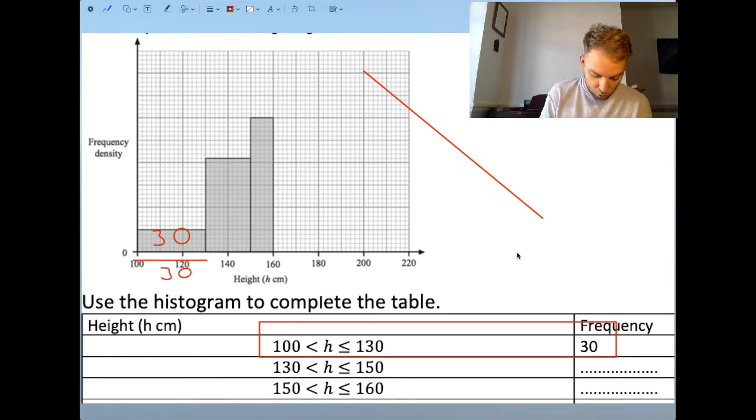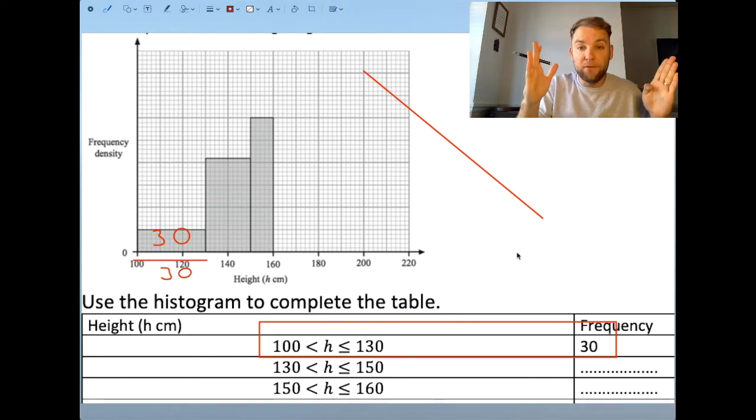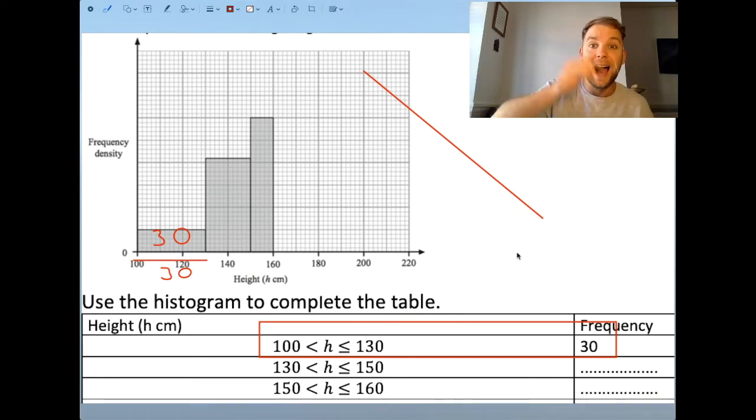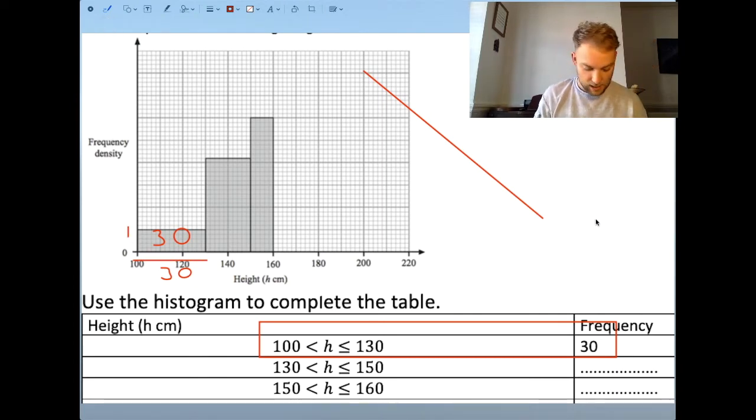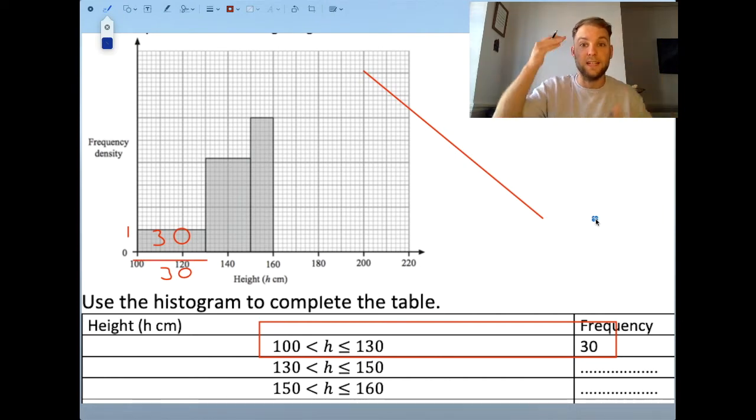So if we know that the area is 30 and the width is 30, to find out the height, which is going to be the frequency density, it is the area divided by the width. Now, it's tricky to explain here because they're both 30, but the area is 30, which is the frequency, and the width is 30 as well. So it's 30 divided by 30, which means that this is 1, okay? So we know that the height of it is 1, because 1 times 30 is 30.